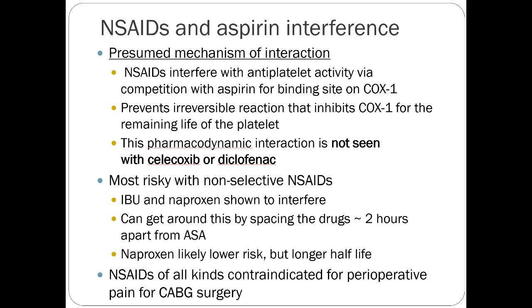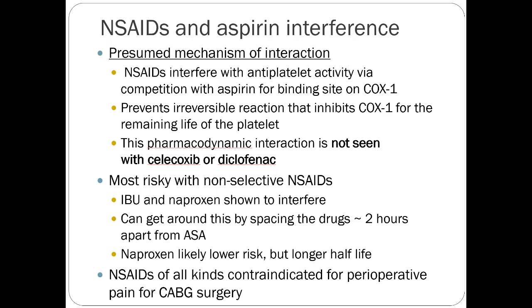Aspirin actually inhibits arachidonic acid. It also binds to COX-1 directly. It prevents an irreversible reaction for the life of the platelet, and the pharmacodynamic interaction is not really seen with two NSAIDs, celecoxib, which is our COX-2 selective, and another drug called diclofenac. Ibuprofen and naproxen have both been shown to interfere.